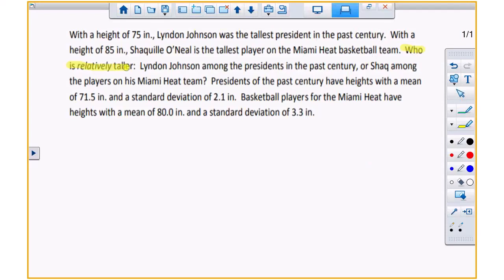Now, any redneck with 3 teeth in their head will tell you that Shaq is taller than LBJ, okay? Although LBJ was tied with Abraham Lincoln as being the tallest president, okay? So, what does that mean? That means you got to compare apples to oranges. And the way you do that is with a z-score. That's why I showed you the z-score formula the other day.